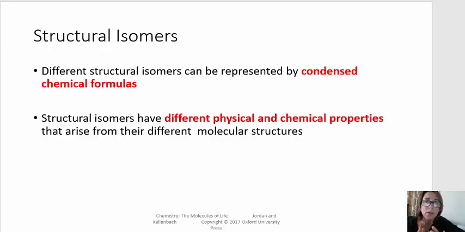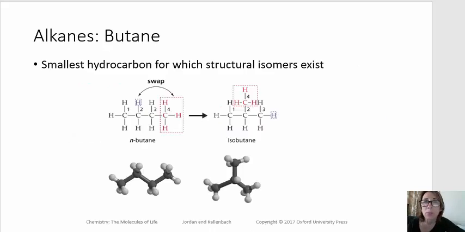We use the term isomer when we are referring to molecules that have the same chemical formula, so the same number of atoms of a given element, but different connectivity between the carbons. So we're going to use butane as our example. Butane is the smallest hydrocarbon which has isomers.